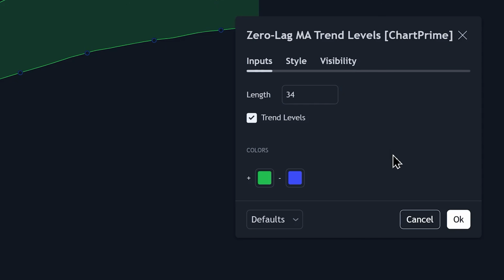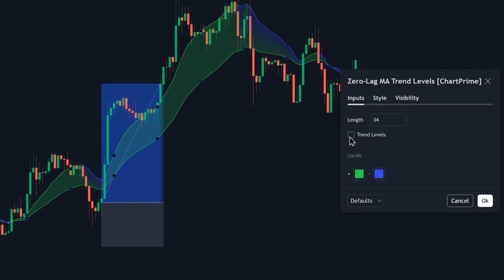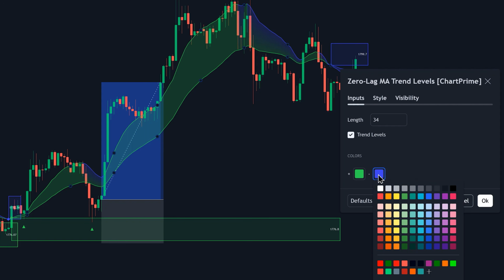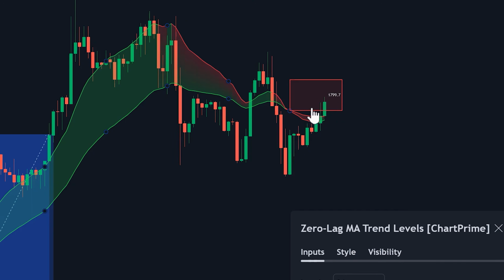Next, we have trend levels. You can toggle this option to display or hide the trend level boxes on the chart. These support and resistance levels. And then here we get to change the colors for bullish and bearish trends. I don't like this blue color, so I'm gonna change it to red, meaning while using this indicator to trade, green is gonna be for bullish momentum and red is gonna be for bearish momentum, as you can see here.